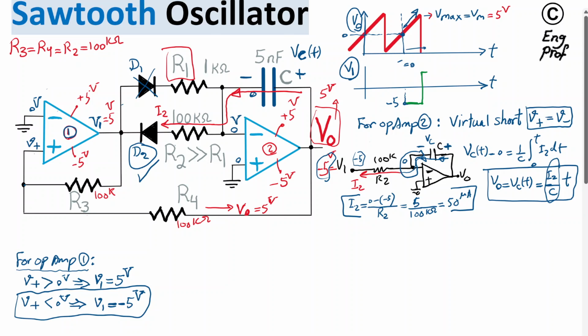Let me show it here. So plus 5 volt. Okay, so V1 is 5 volt. So immediately when that happened, diode D2 turns off and diode D1 turns on actually. So, and as a result now, the whole story changes.